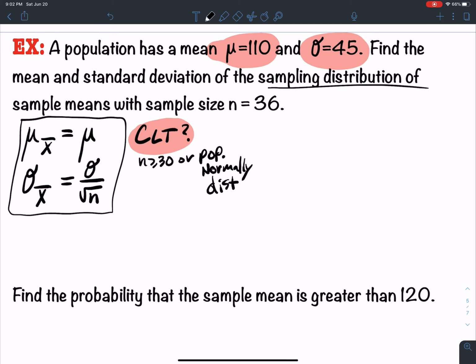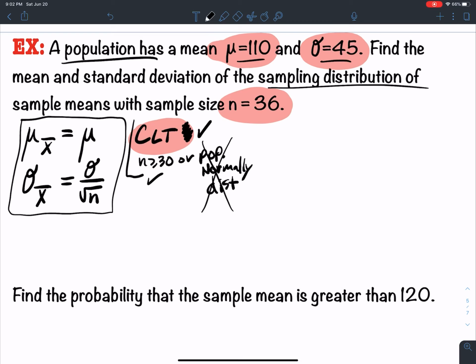Now, is the population normally distributed? Well, it says a population has a mean of 110 and a standard deviation of 45. It doesn't say anything about the population, so we cannot assume that it's normally distributed. However, it says that n is equal to 36. So they go out and sample 36 people. That satisfies n greater than or equal to 30, so I can get rid of that question mark. CLT is good to go.